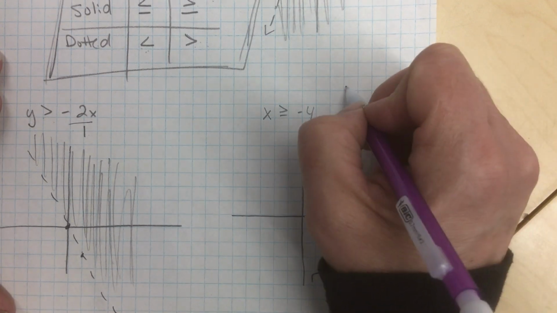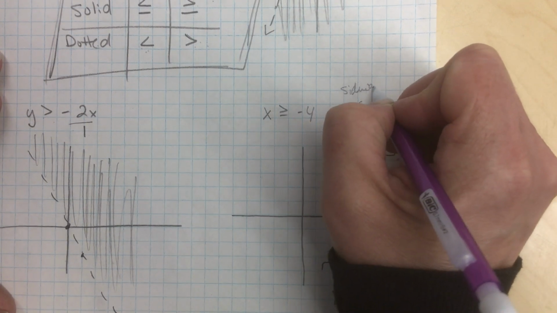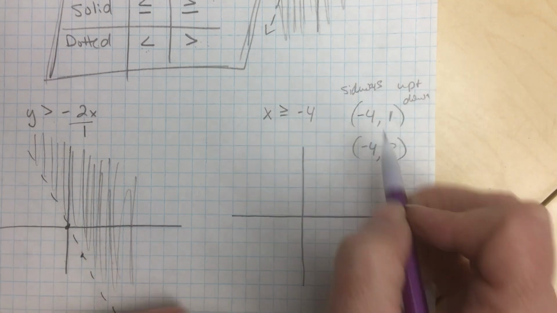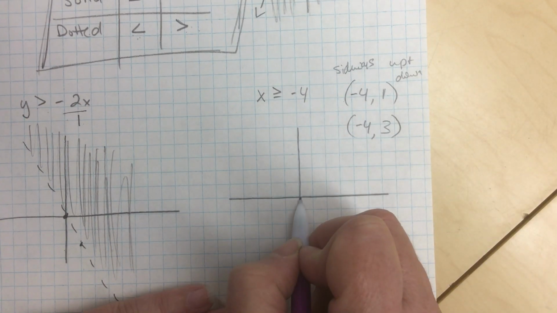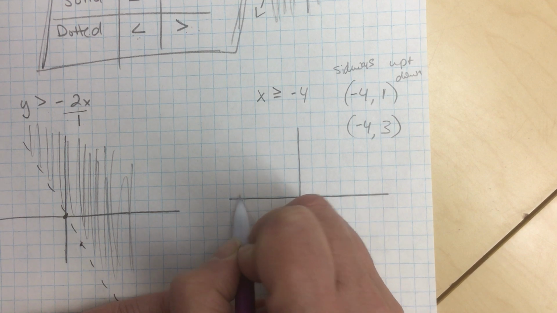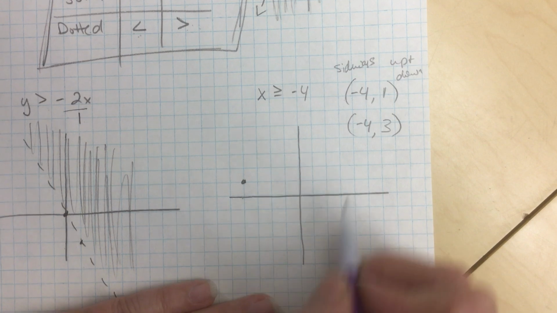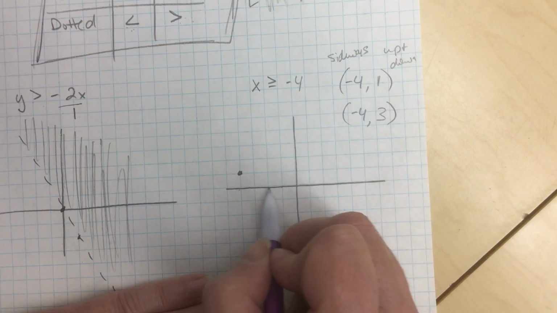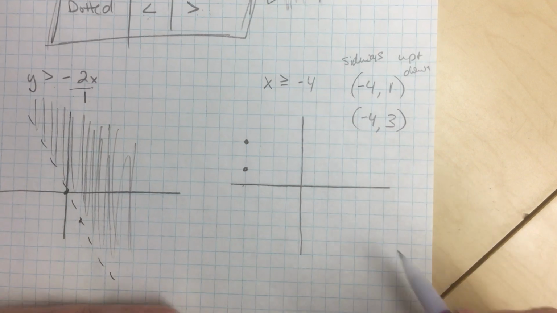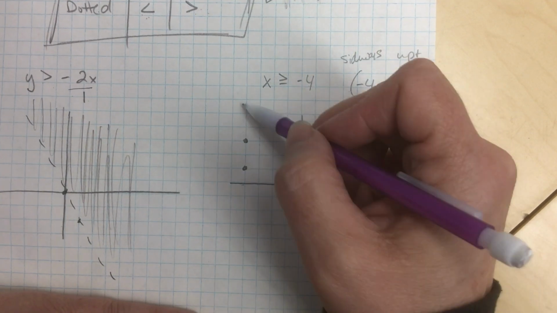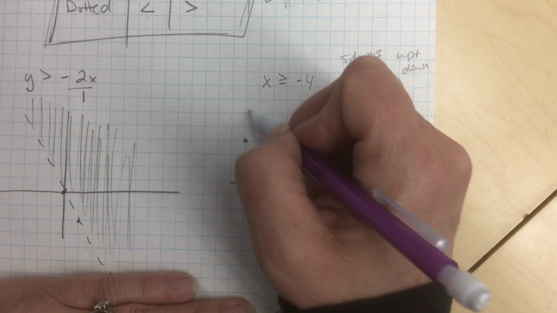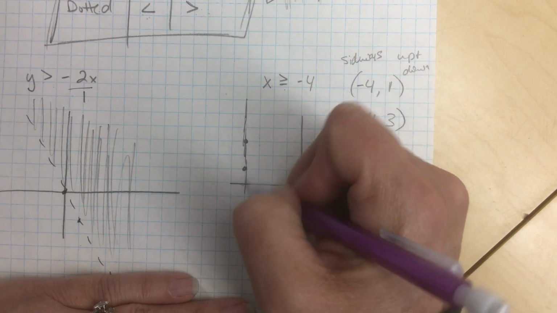When you plot those points, you go sideways first, and then you go up and down. So when I plot the point -4, 1, I start at the origin and I go -4, 1, 2, 3, 4, and a +1, so I go there. -4, 3 is 1, 2, 3, 4, 1, 2, 3. And then once you have your 2 points, it reminds you like, oh yeah, it's a vertical line. It's going to be a solid line because it has a line underneath it.